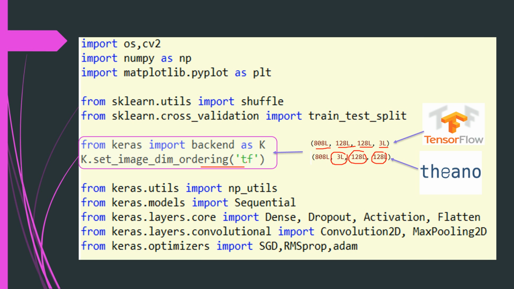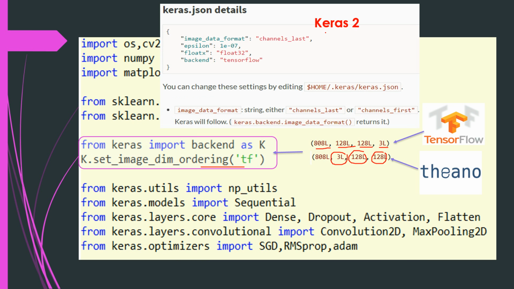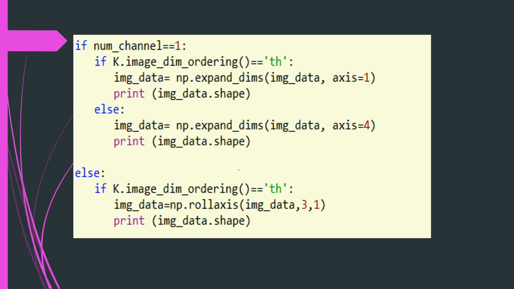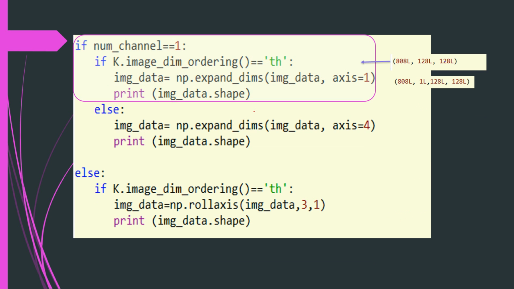And this is for Keras 1.2.2. If you're using Keras 2, then image dimension ordering has changed to image data format, and TH has become channels first, and TF has become channels last. So this is channels last, this is channels first. Okay, so once we have imported the backend, now we are going to reshape the data in a format so that we can feed it into our CNN.